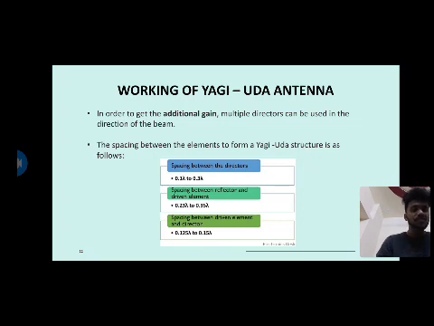Spacing between the directors is 0.1 lambda to 0.3 lambda. Spacing between the reflector and driven element is 0.23 lambda to 0.35 lambda. Spacing between the driven element and director is 0.125 lambda to 0.15 lambda.